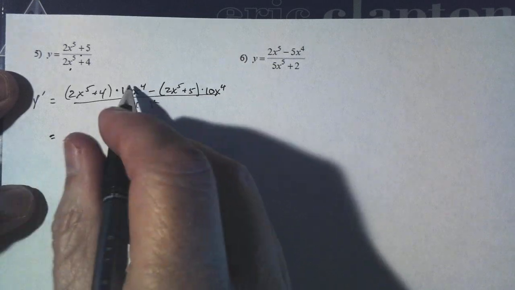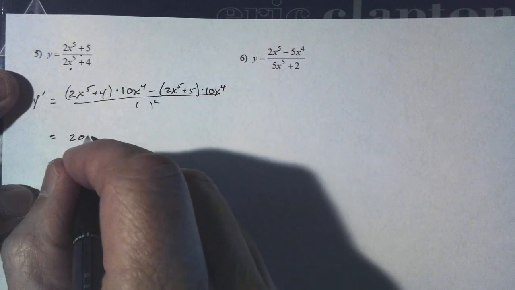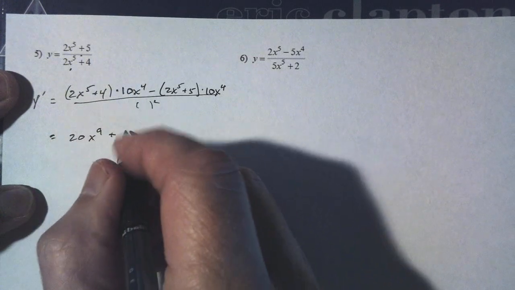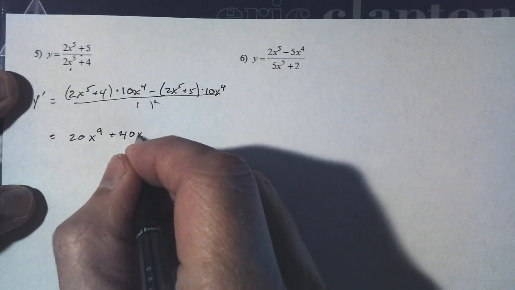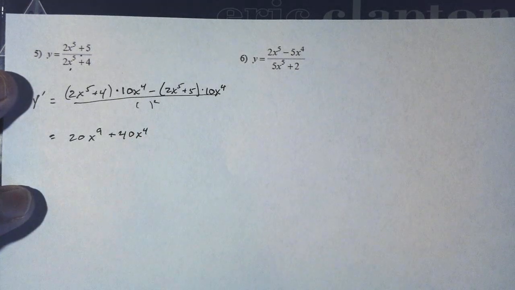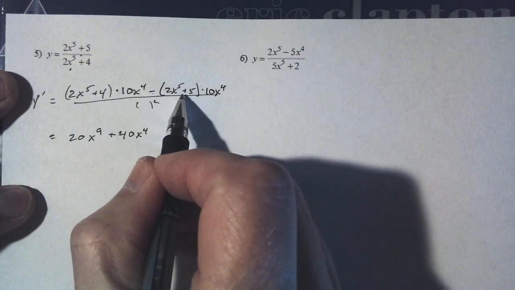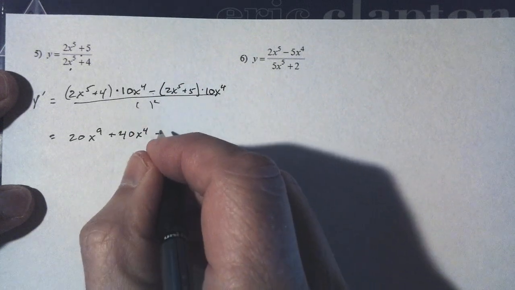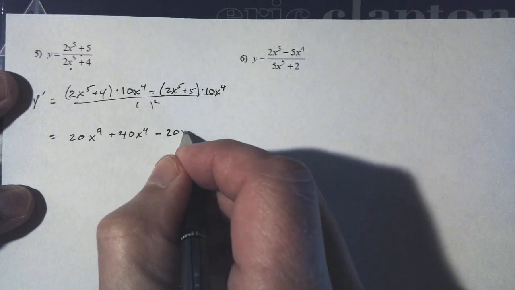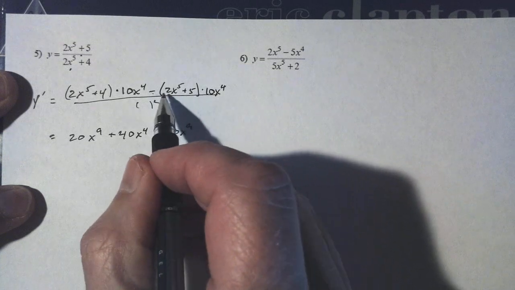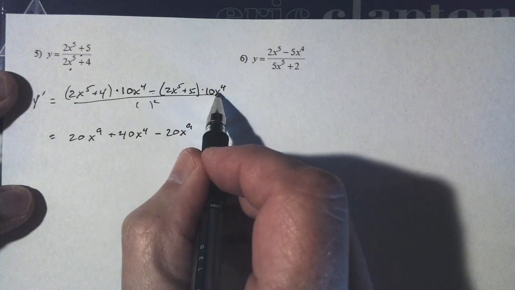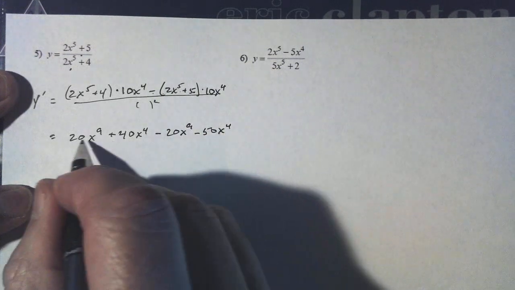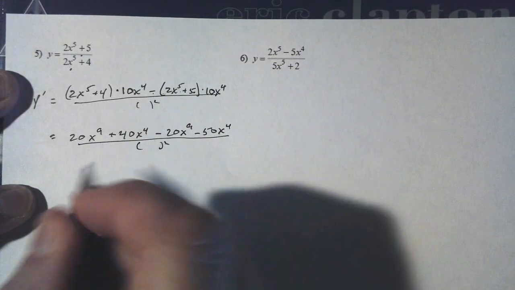Distribute, I get 20x to the 9th plus 40x to the 4th. Danger time: minus, have to distribute eventually, so I'm going to get 20x to the ninth here, but that'll be minus 20x to the ninth. And I get 50x to the fourth, but that's minus 50x to the fourth. All on the square of the thing below.